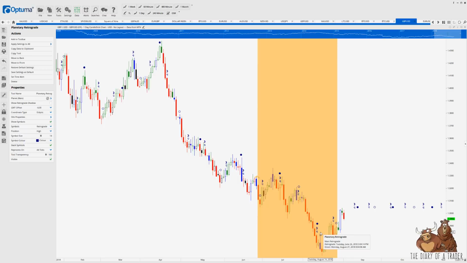Of course, there are other things that we want to look at in order to have a bias for going long, but retrograde cycles in conjunction with other financial astrological time cycles provide really powerful signals in combination with pattern, price, and time.